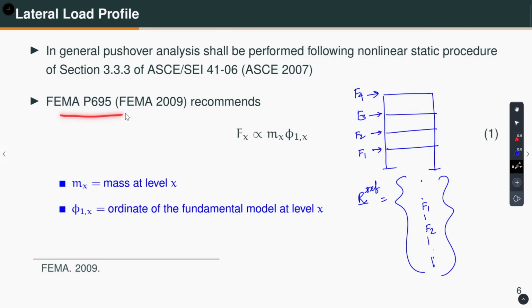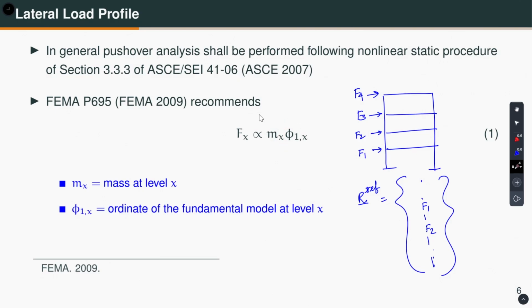FEMA P695 says that Fx, that means the force at any level x, let us say here this force, is proportional to the mass of that floor times the ordinate of the fundamental mode at that floor. So, basically what I am doing is pushing the structure in its fundamental mode. So, mass times the ordinate of the fundamental mode.